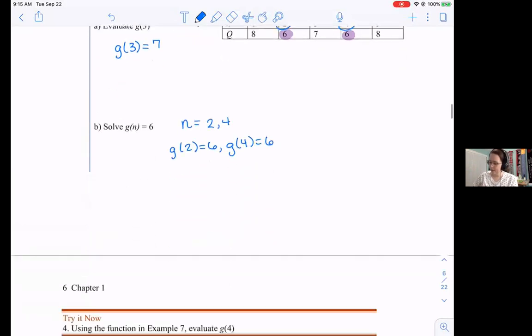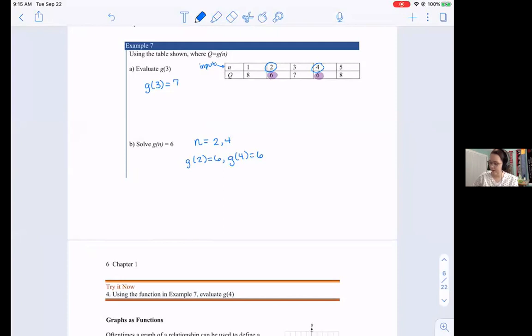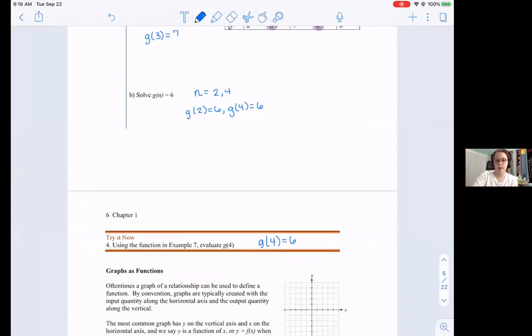No? Okay. All right, using the function in example 7, it says evaluate g of 4. So our input is 4, and we already know our output that goes with that one. So our output is 6, so g of 4 equals 6. Yes, we would need the table to answer that question, or we would need an equation or a graph. So we would need something to be able to solve the g of n equals 6. So this is the example with the table, and we'll look at an example with a graph.